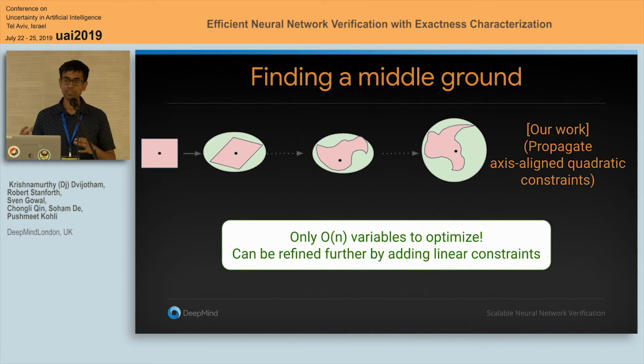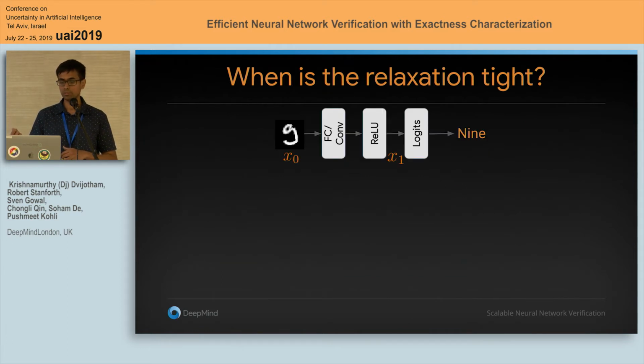So what we do is to restrict ourselves to axis-aligned ellipsoids. So we are going to fix the orientation of the ellipsoid to be aligned with the axes. And in this way, we essentially get only order n variables to optimize. And you can take these axis-aligned ellipsoids and refine them by adding further linear constraints.